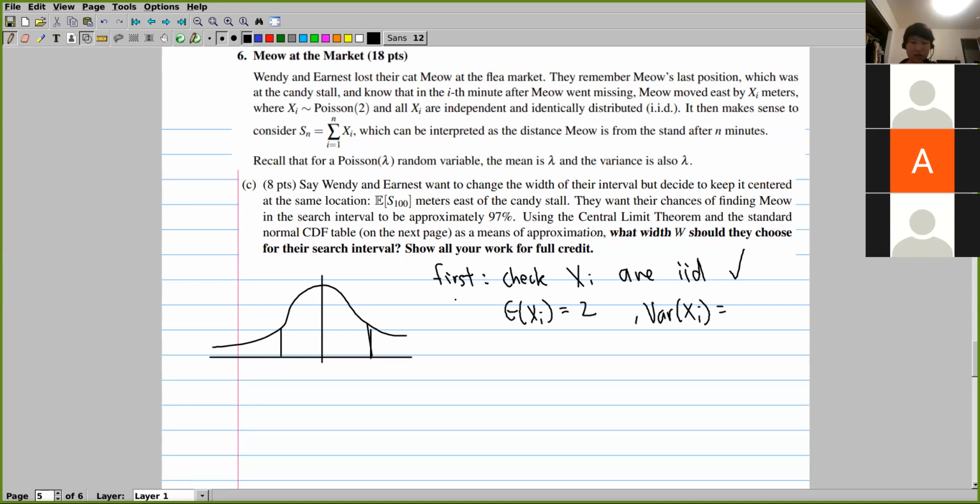All right, just from Poisson facts, the expectation and the variance are both going to be 2. So we can use those to find the expectation of the sum and then use that to build our confidence interval.